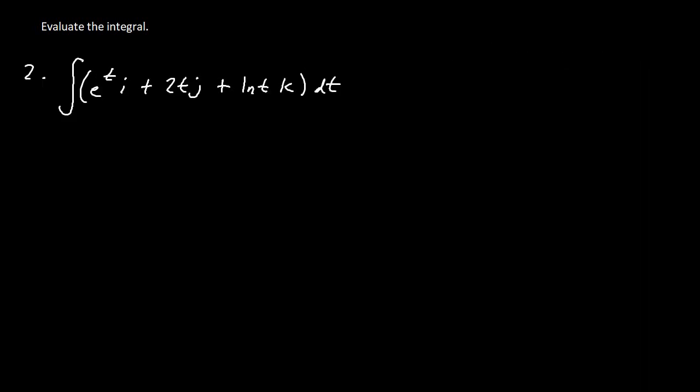So now for number 2, let's evaluate the integral of e to the t times i plus 2t times j plus natural log of t times k dt. So once again, we have to take the integral of each individual function inside the vector. Now the integral of e to the t dt is obviously still just going to be e to the t. So we're going to write e to the t as our x component times i. Now for the integral of 2t, the integral of 2t is going to be t squared. So we have a plus t squared j.